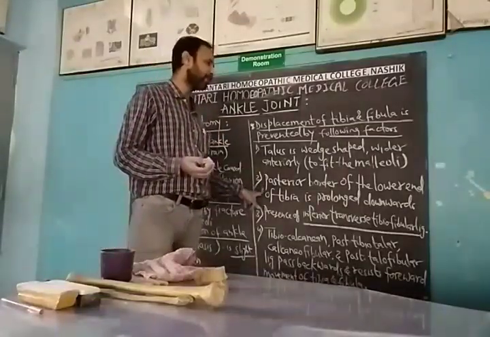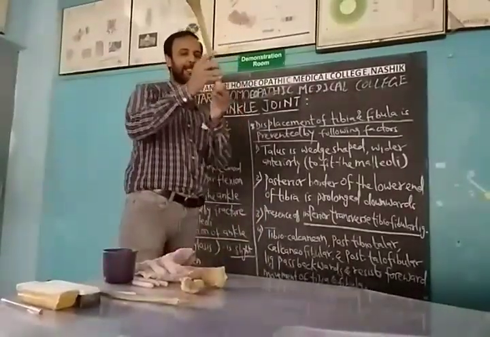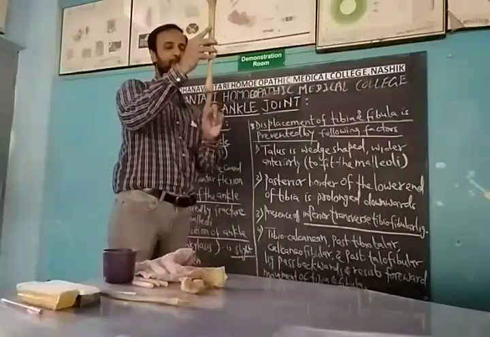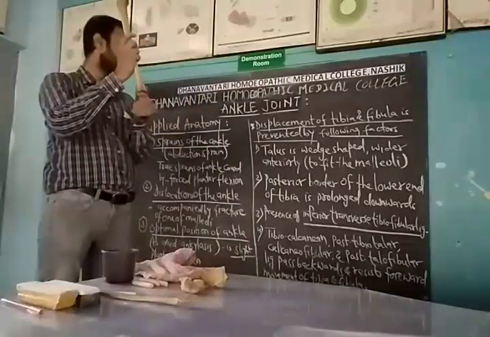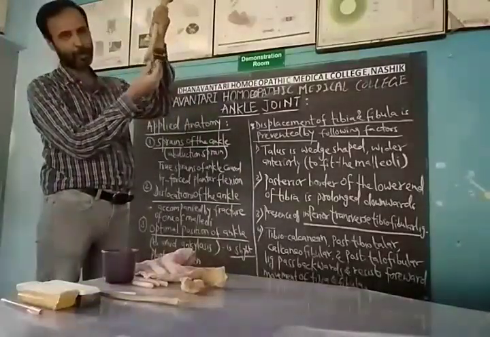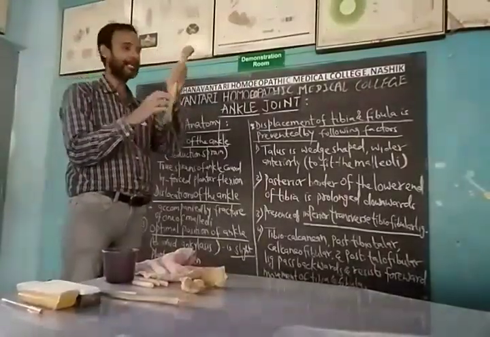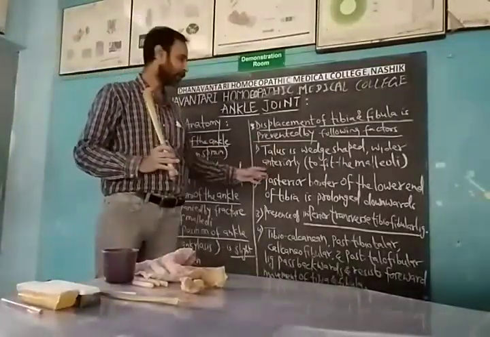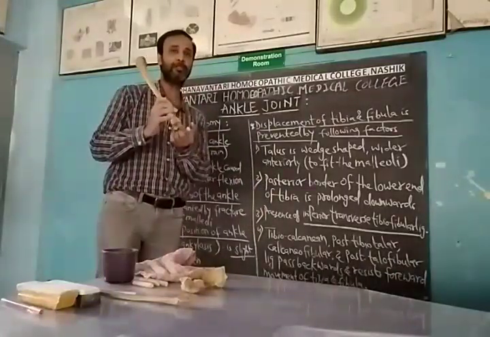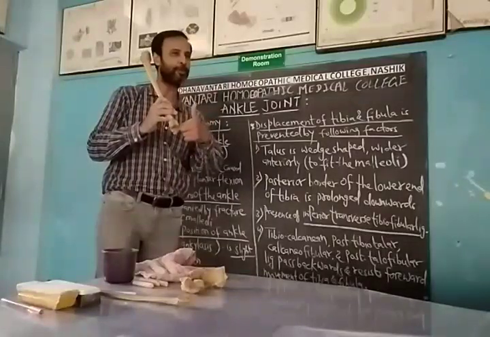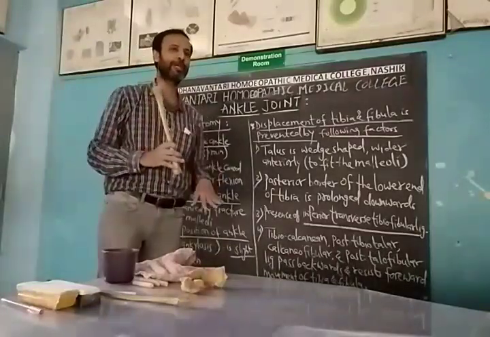Second is the posterior border of the lower end of the tibia. This posterior border is prolonged downwards, somewhat more than the anterior border. That also gives depth to the socket, and it protects against and prevents dislocation or displacement of the tibia and fibula. Third is the presence of the inferior transverse tibiofibular ligament, which joins both tibia and fibula on the posterior aspect. Therefore forward displacement is always prevented.